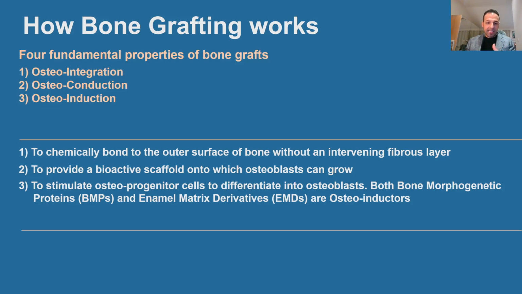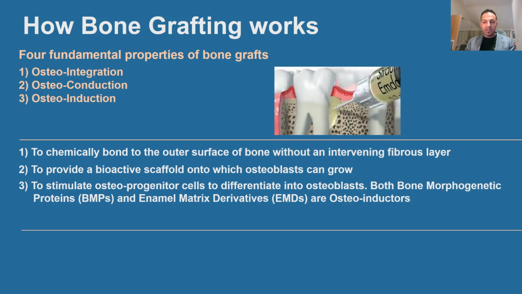So BMPs and enamel matrix derivatives are what would be classed as osteoinductors. Essentially, they help any progenitor cells to differentiate into osteoblasts. An example of that is Straumann's Emdogain, which is an enamel matrix derivative. It's laid down on teeth which have had periodontal bone loss in order to induce bone formation.